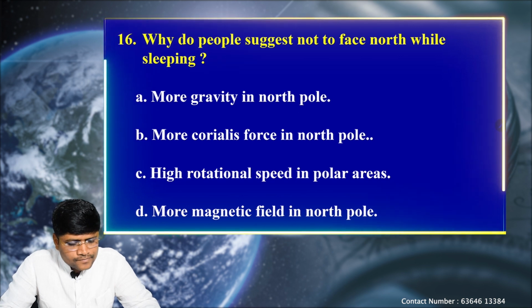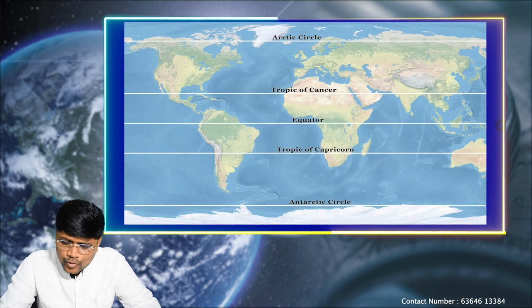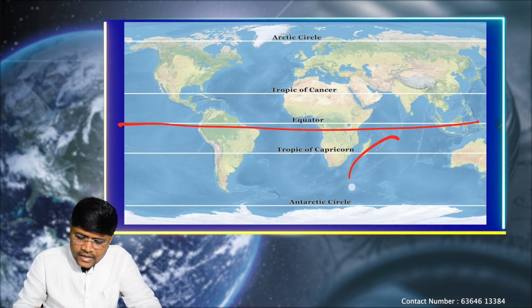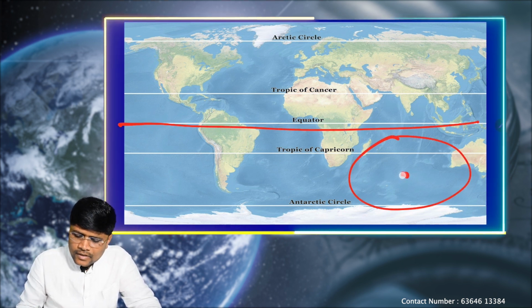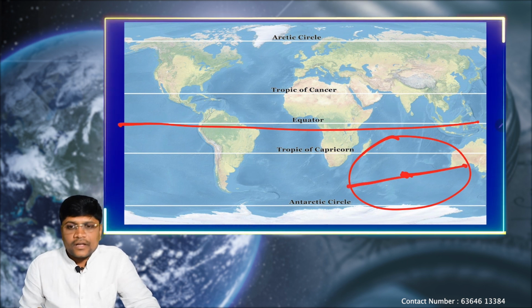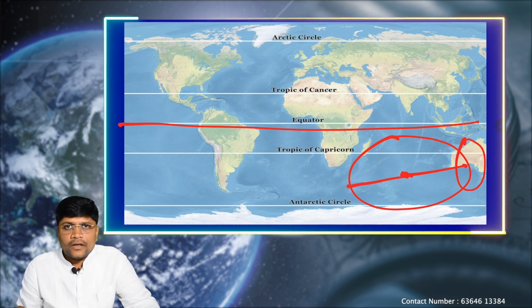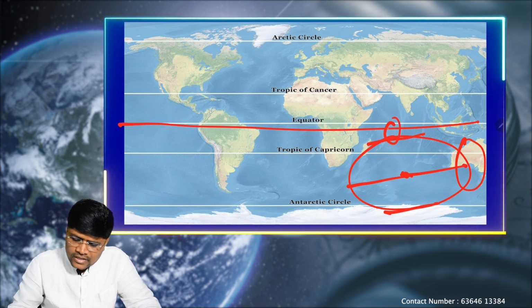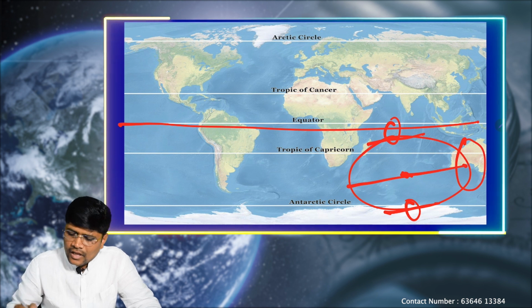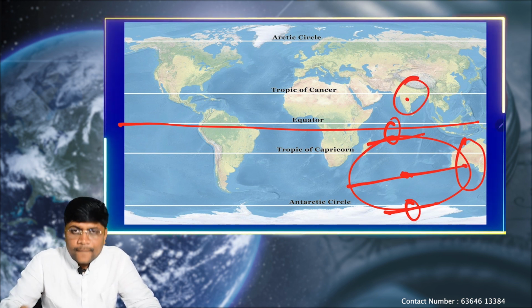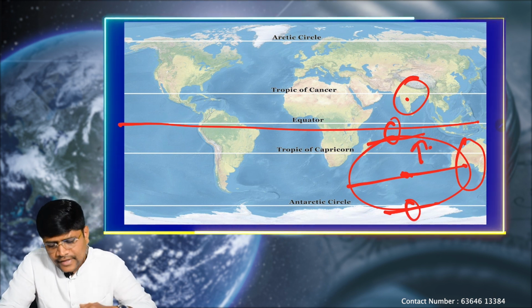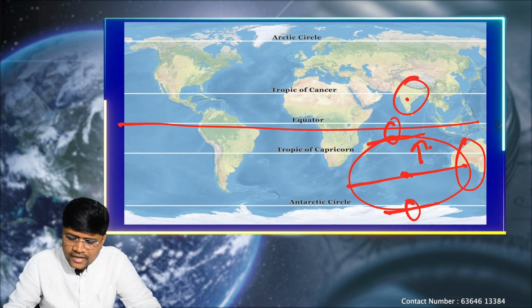Let's see the explanation. Again, it is the continued portion of the previous question. We know that Earth is a geoid shape. Because of the high rotational speed near the equator, the Earth is a bit bulged in the equatorial region and a bit flat in the polar areas. That's why the polar areas have the highest gravity compared to the equatorial region. We are lying in India in the northern hemisphere, so we are not supposed to face north while sleeping because of the excess gravity.